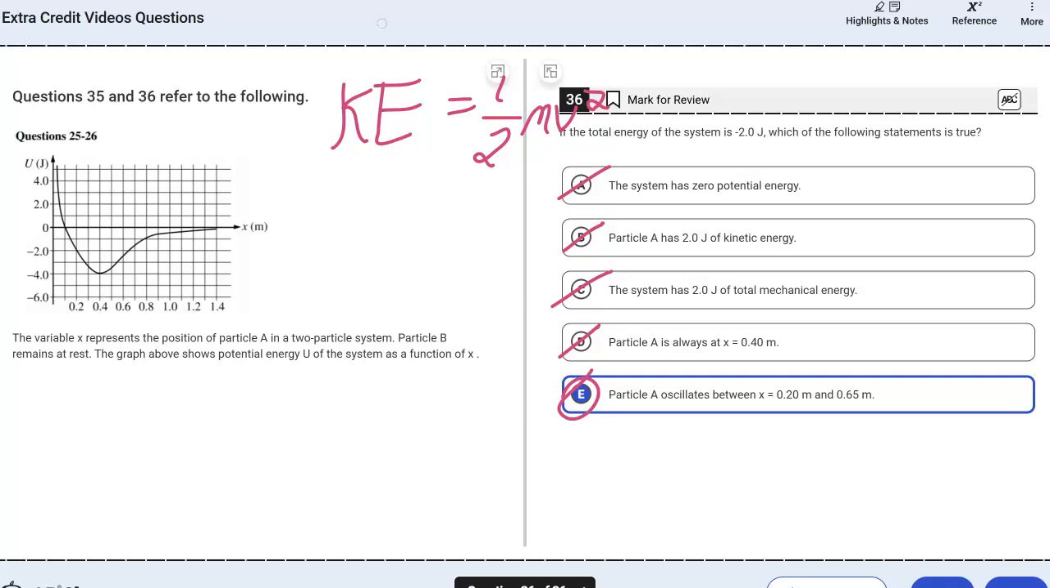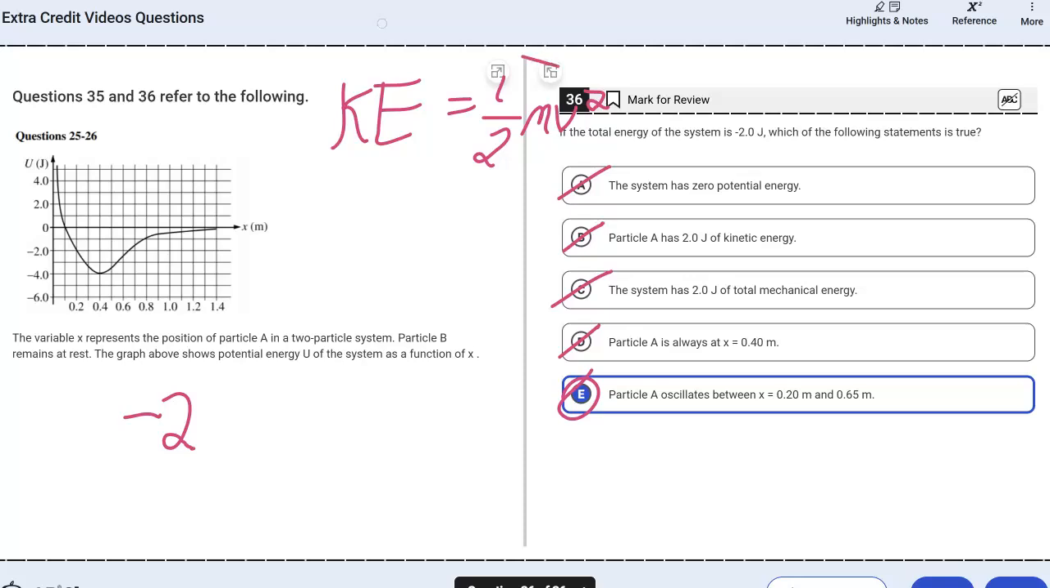So particle A oscillates between 0.2 and 0.65 meters. So that would mean that the potential energy of the system is always smaller than -2, greater in magnitude, but a smaller negative. So, okay, why must this be the case?